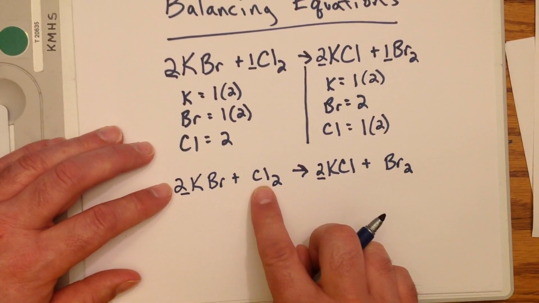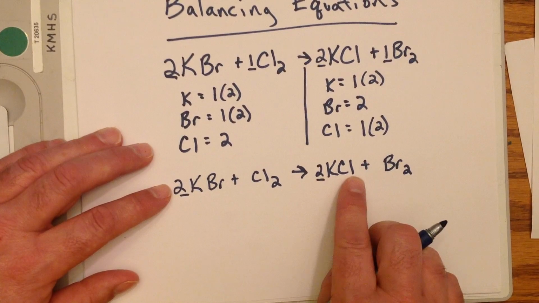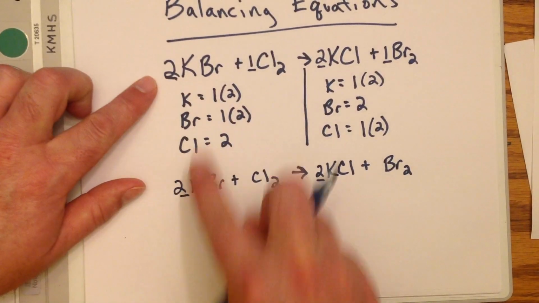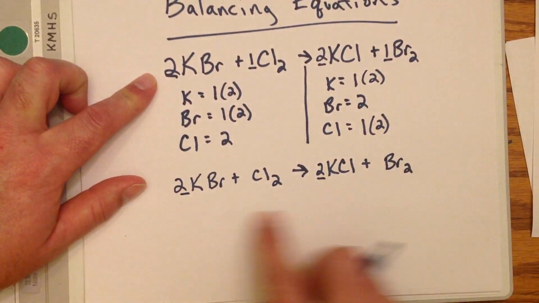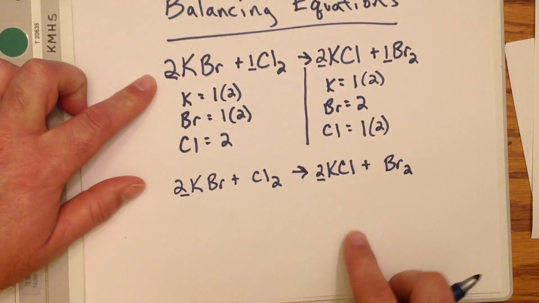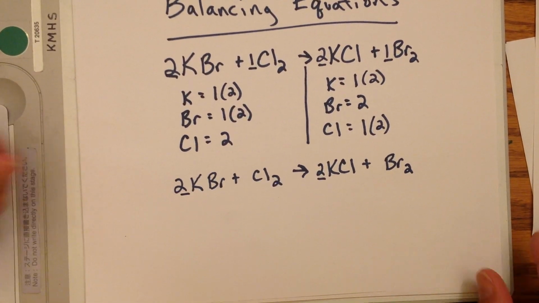Lastly, I got 2 Cl's. And because this 2's in front, I've got 2 Cl's on this side. Notice we have the exact same answer. This took around 10 seconds and this took about a minute. So I'm going to let you decide on that for the future.